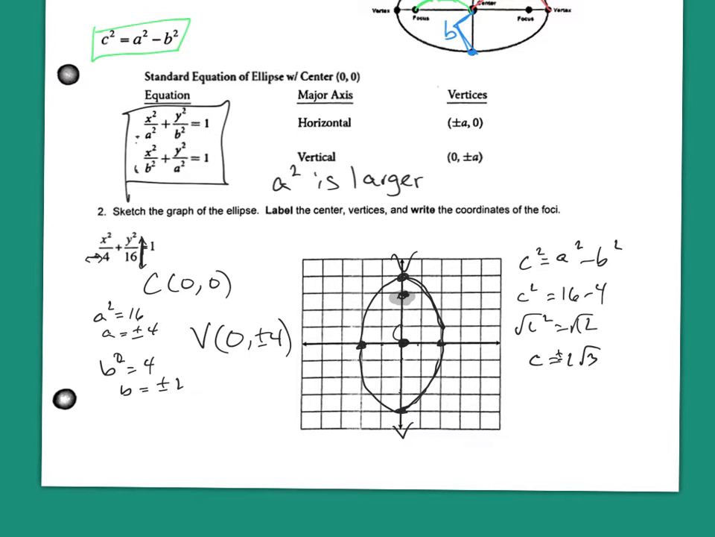Now the focal points lie along that same major axis, so they lie along this direction as well. You don't have to graph them, but that helps to know how to actually give the coordinates, because you will always be asked for that. So we're not moving it left or right. Instead, we're going up and down 2 radical 3 from the center, which is of course 0, 0.